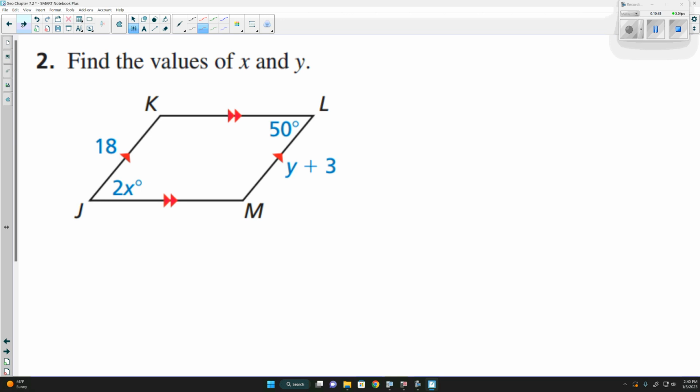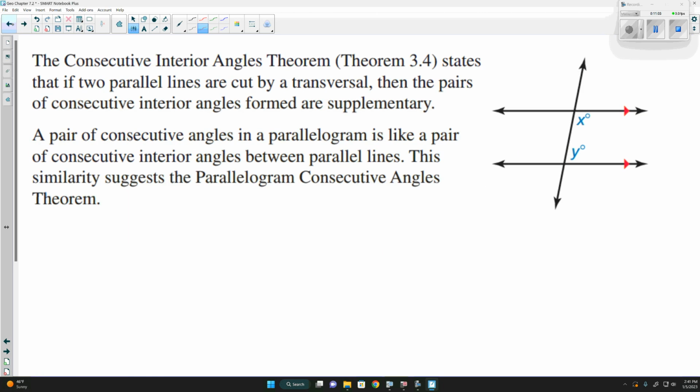Well, Y is 15, and X is going to be 25, just so that y'all have it.